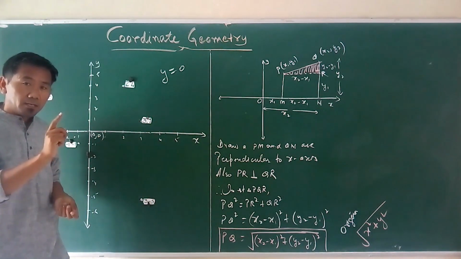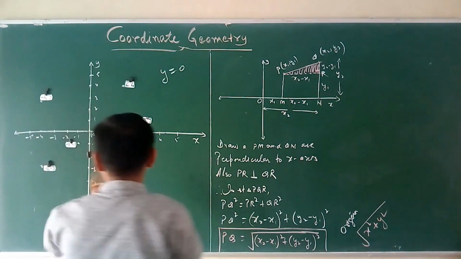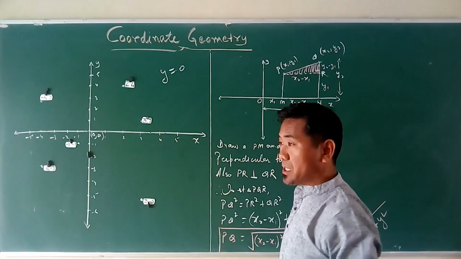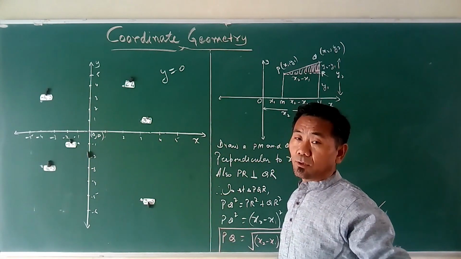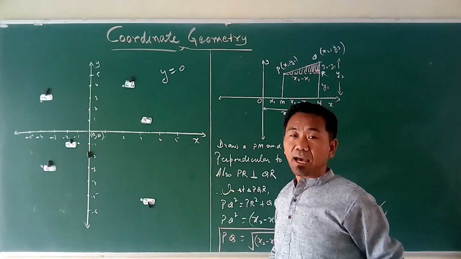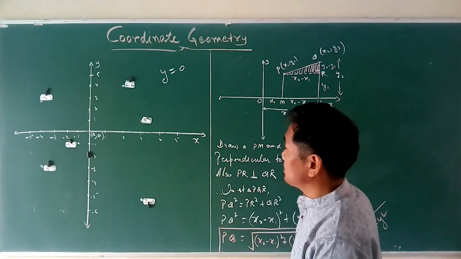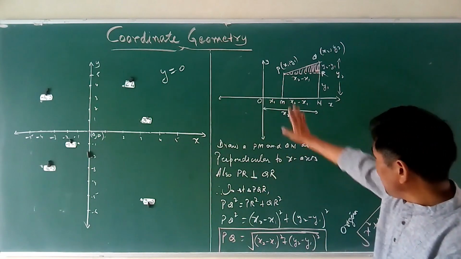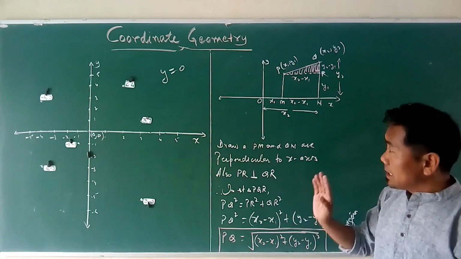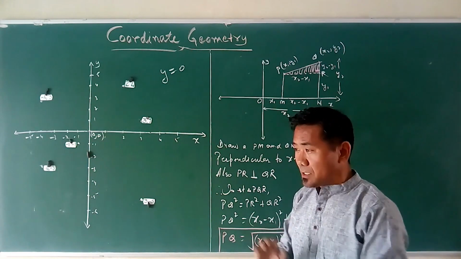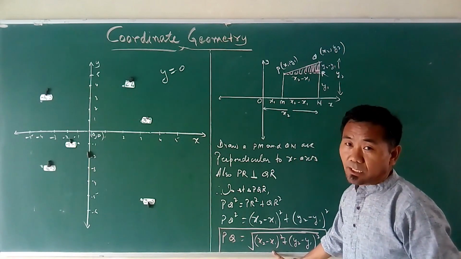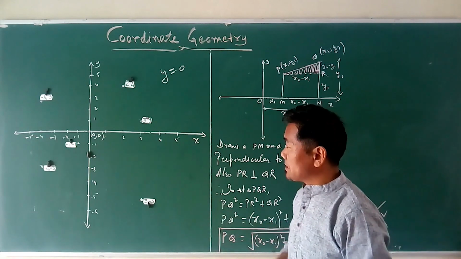If the point is on the x-axis, y is equal to 0. If the point is on the y-axis, x value is 0. We will use the distance formula, and look at an example.